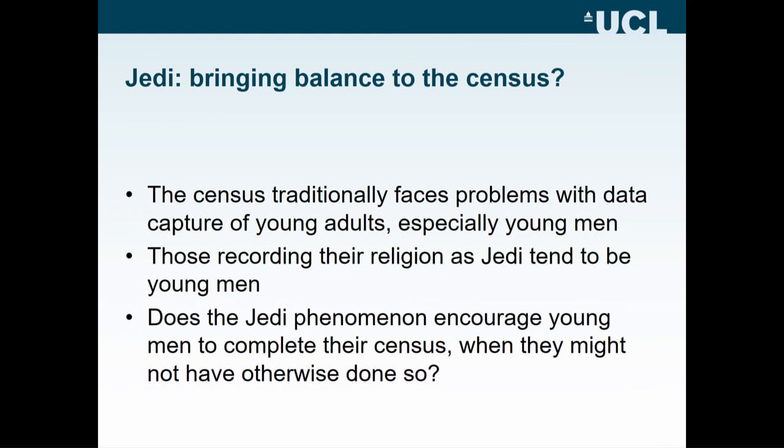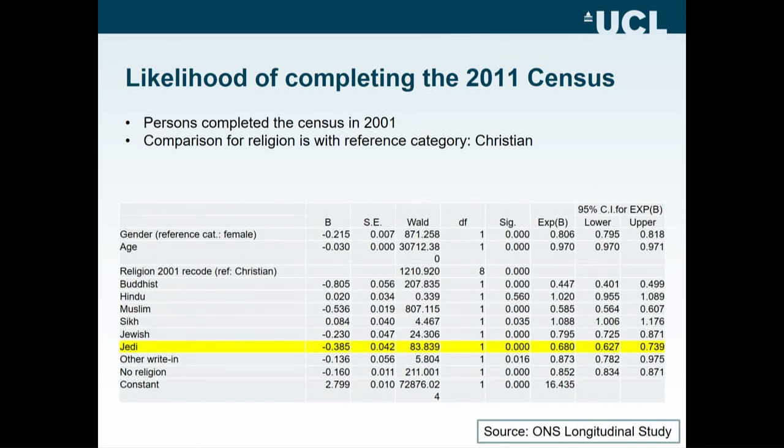The census traditionally faces problems with capture of data from young adults, especially young men. Those recording their religion as Jedi tend to be young men. Does the Jedi phenomenon, therefore, encourage young men to complete the census when they might otherwise have not done so? So I looked at the likelihood of completing the 2011 census, given that people had already completed their 2001 census, and compared by religion. And what we find is that people who identified in 2001 as Jedi were less likely than our reference category of Christian to have completed their census form.